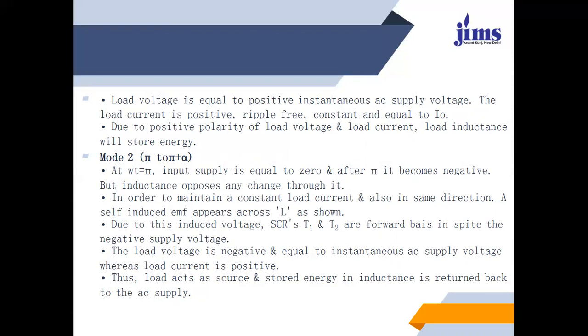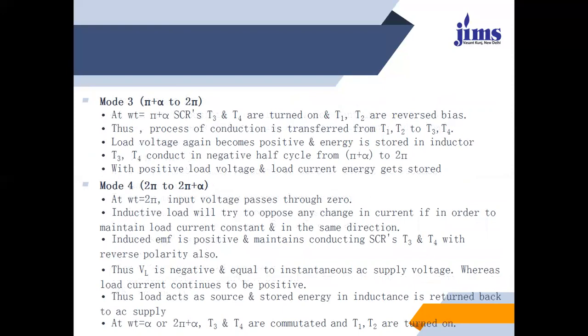Thus, the load acts as a source and the stored energy in the inductance is returned back to the AC supply. Mode 3: it will be conducting between pi plus alpha and 2 pi. At omega t equal to pi plus alpha, SCRs T3 and T4 are turned on and T1 and T2 are reverse biased. Thus, the process of conduction is transferred from T1, T2 to T3, T4.